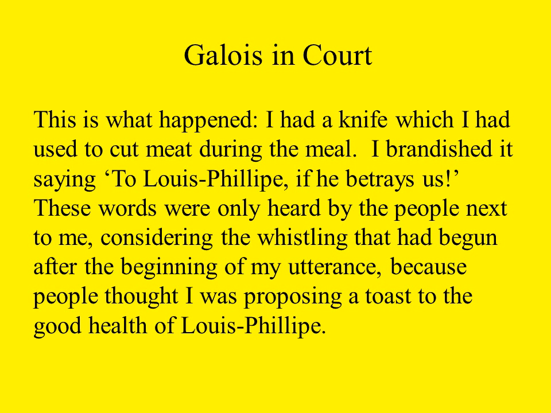Galois was arrested the next day, charged with incitement to an attempt on the life and person of the King of the French. He was tried on June 15, 1831. His defense was, "This is what happened. I had a knife which I had used to cut meat during the meal. I brandished it, saying, 'To Louis-Philippe if he betrays us.'